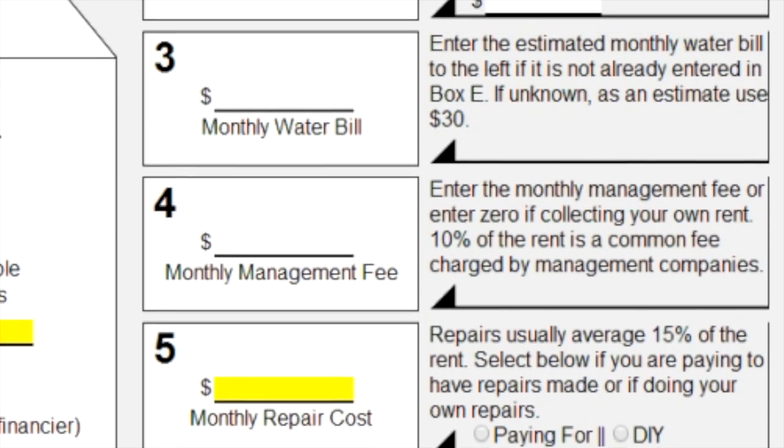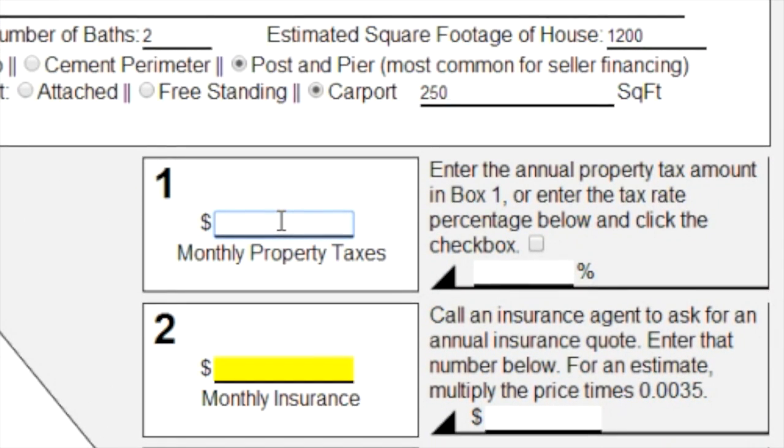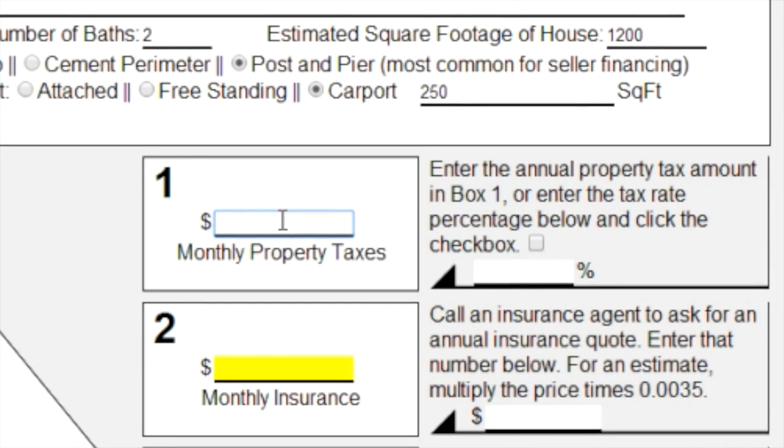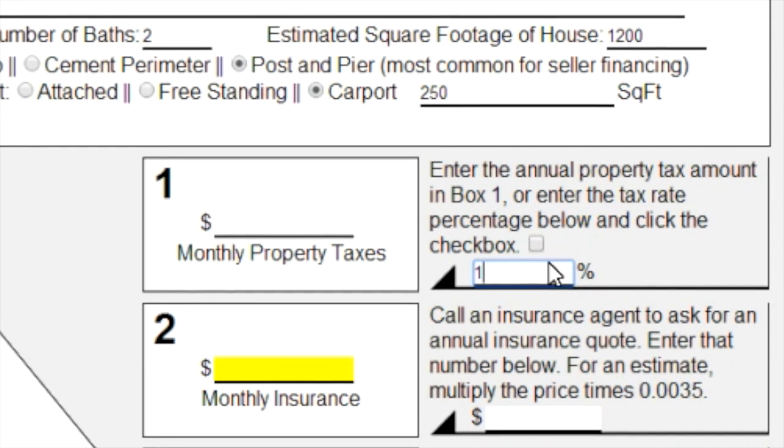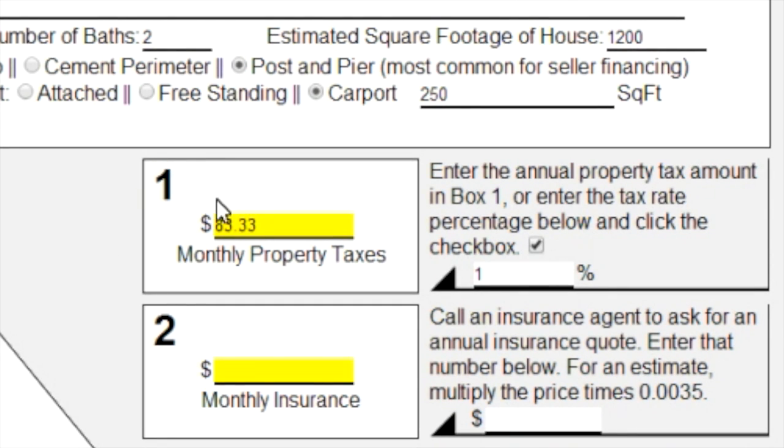Then I'm going to go up to box number 1, monthly property taxes. The way property taxes work is they're a percentage of the sale price. So often they'll be close to 1%. And that being the case, I'm just going to put a 1 in this box. Check this box here, and it divides 1% of the sale price by 12 and plugs that number into box number 1.